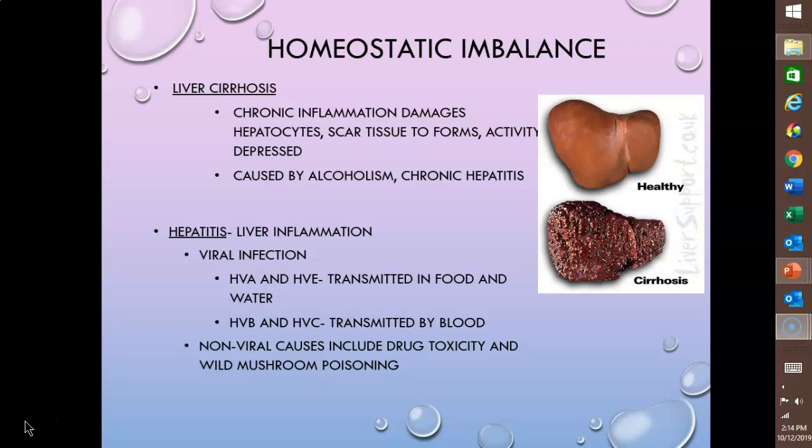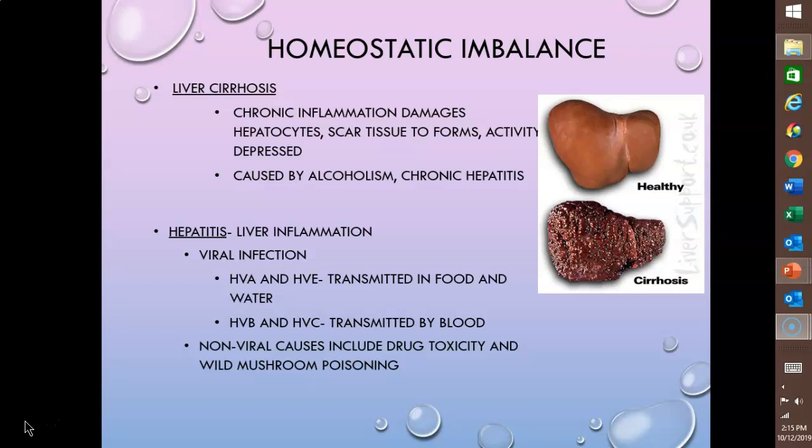Hep E is caused by the hepatitis E virus. So you can see here that these different types are simply named based on the version of the virus that causes them. Hep E is spread just like Hep A. Although it doesn't cause chronic liver damage, Hep E usually has a very high mortality rate among pregnant women.